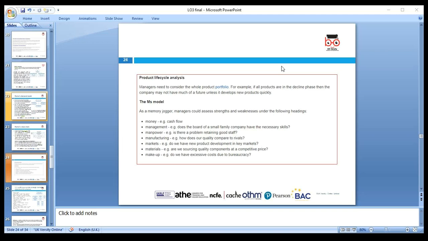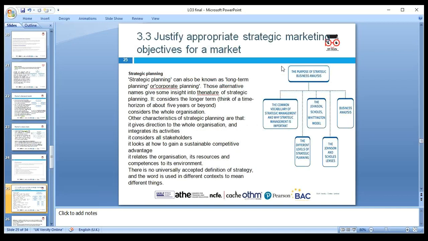Okay, so we need to look at the Ms: money, cash flows, management, manpower. All the Ms need to be managed. This is given by the Joker: money, management, manpower, manufacturing, market, material, and markup. That's all we need to be well managed.